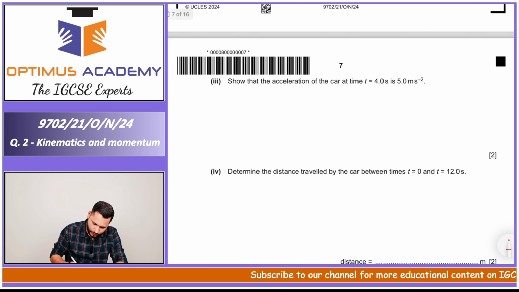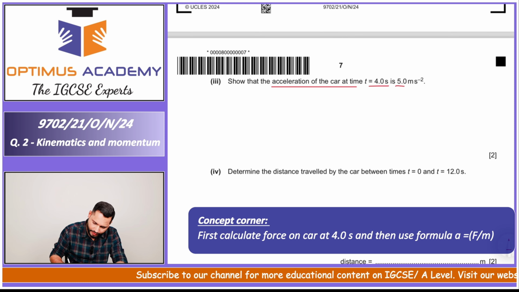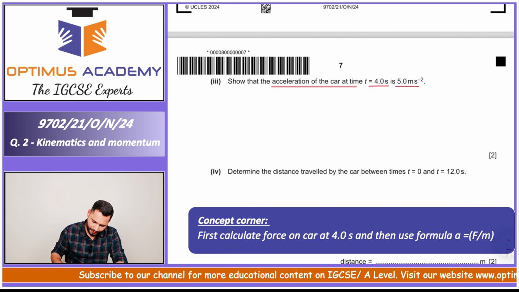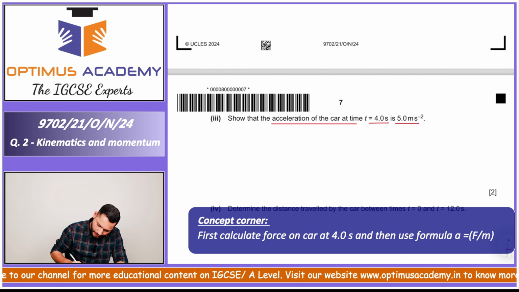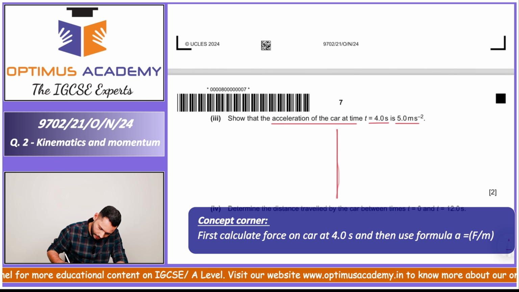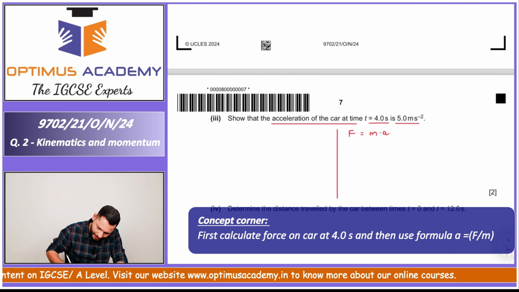Next question, show that the acceleration of the car at time 4 seconds is 5 meter per second square. So we are supposed to find acceleration. We know the formula for force. Force is mass multiplied by acceleration. So acceleration will be force upon mass.